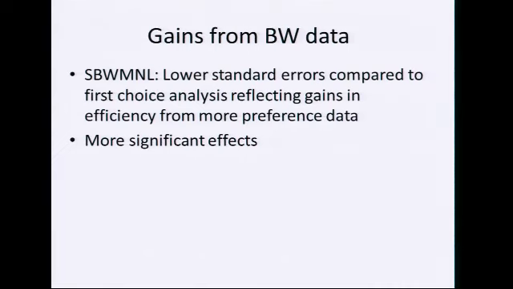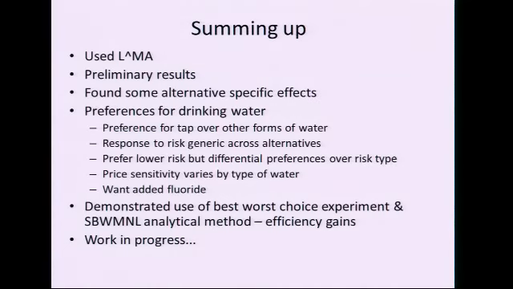So now the interaction became significant and the fluoride effect also became significant, whereas it wasn't in our first analysis of just the first choice per alternative. Okay, so to sum up, we've used the L to the MA design to allow for these alternative effects rather than assuming that all attribute effects are generic. These are just preliminary results.